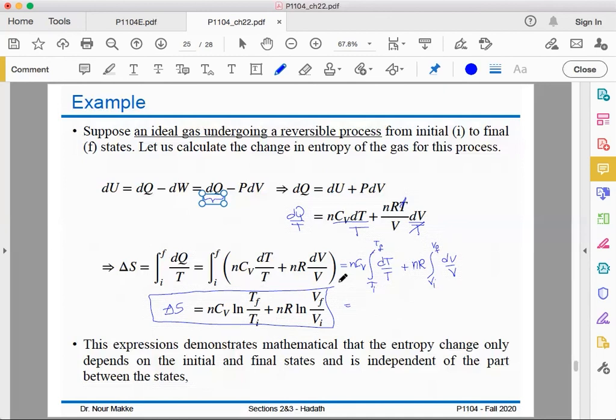So this expression actually demonstrates mathematical proof that the entropy change only depends on the initial and the final state and is independent of the path between the states, of what happens between the states. يعني مثل ما نكون شايفين هون بالدلتا اس كان بس it figures out you have t initial t final, you have v initial and v final. ما في عندكم اي شيء بخص الباث نفسه ما بين الانيشال ستيت وما بين الفاينل ستيت.